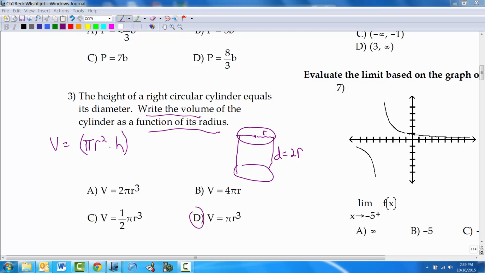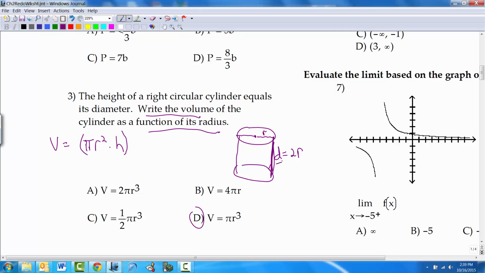Okay, to speed this up, this is where I felt there was a problem. This is from 1.7, talking about those geometry questions. I'll do this one. Write the volume of a cylinder as a function of its radius. But you got to read this first part. Write circular cylinder equals its diameter. So the height equals its diameter.